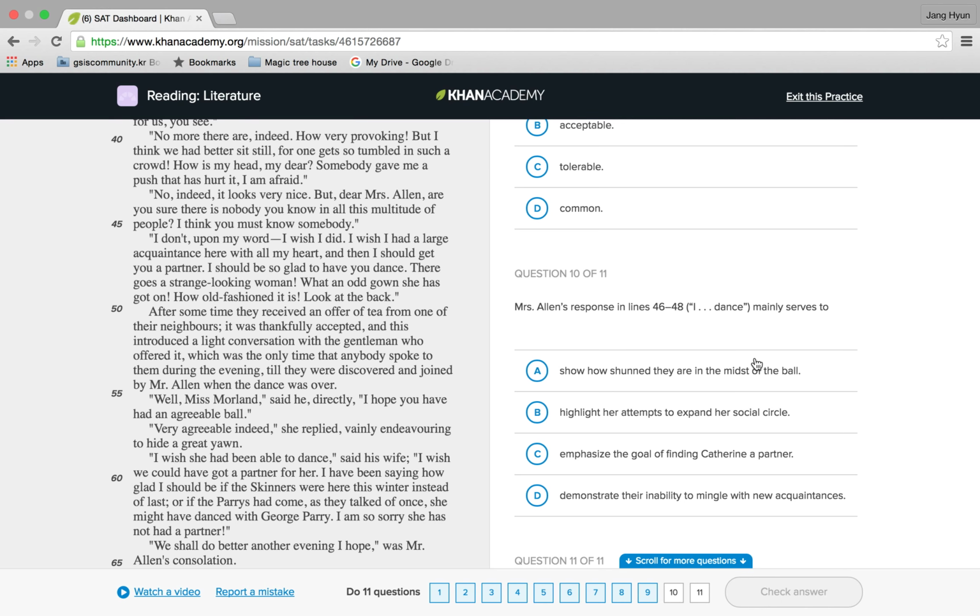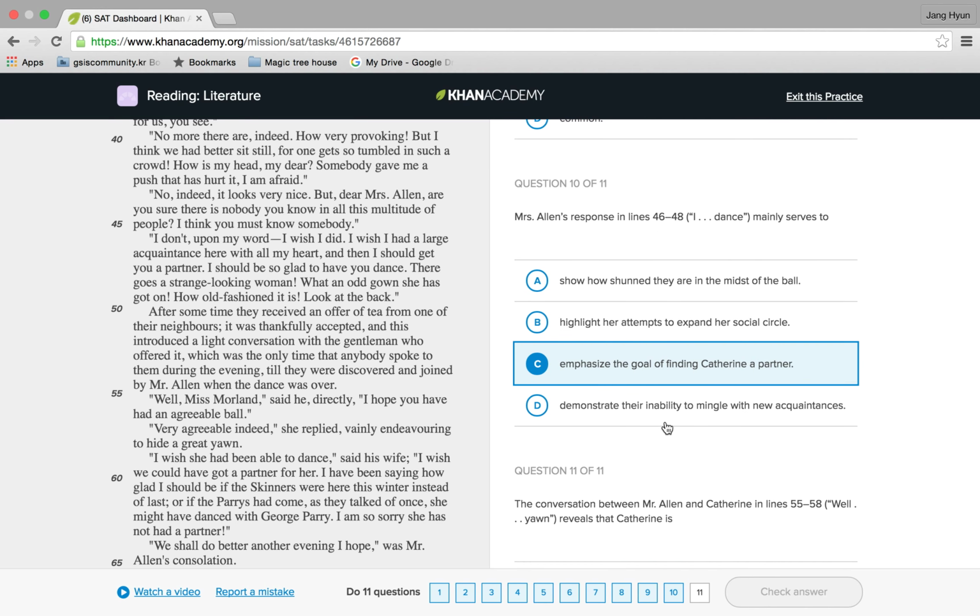Show how shunned they are in the midst of the ball? Nah. Highlight her attempts to expand her social circle? Attempts to extend her social circle? "I wish I had a large acquaintance here with all my heart." Nah. Emphasize the goal of finding Catherine a partner. You see, "And then I should get you a partner. I should be so glad to have you dance." So, yeah. Demonstrate their inability to mingle with new acquaintances?